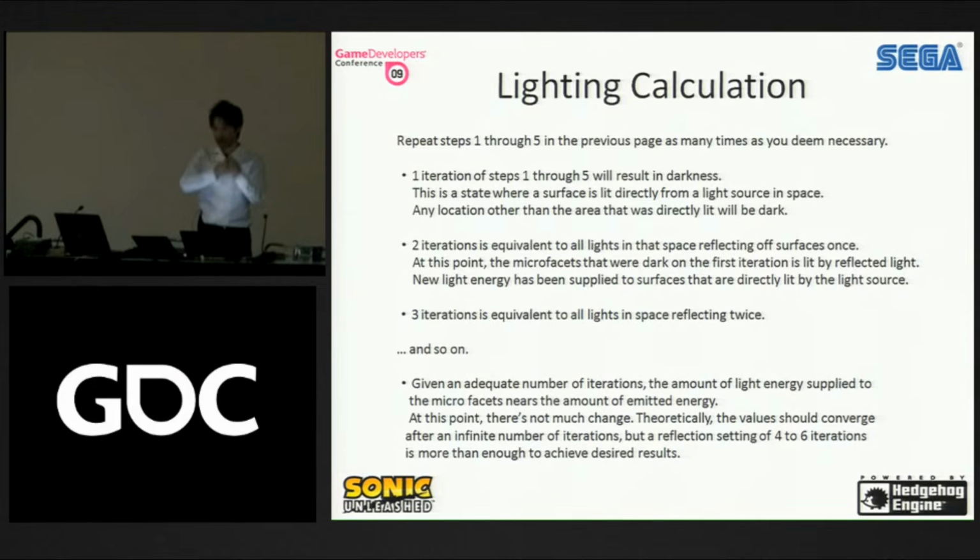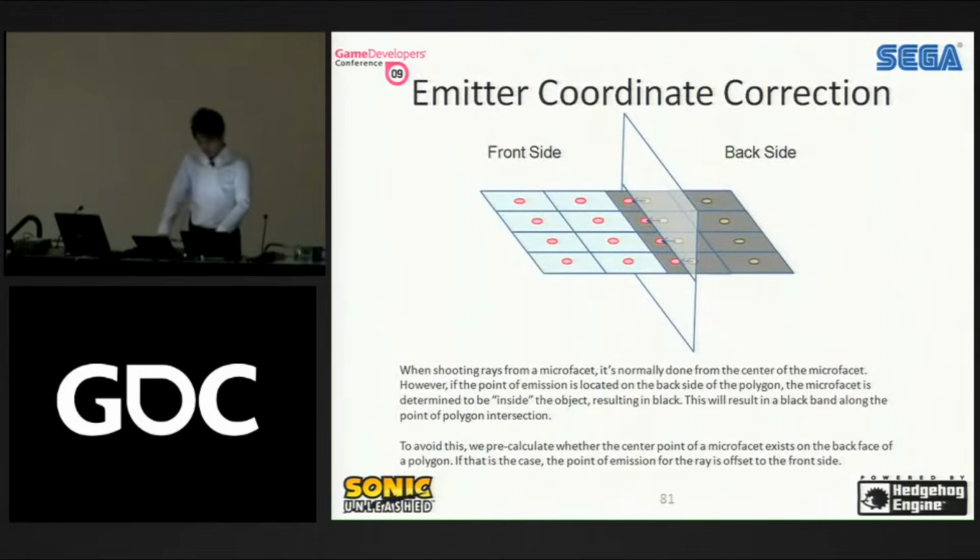Three iterations is equivalent to all light in space reflecting twice. Given an adequate number of iterations, the amount of light energy supplied to the microfacets nears the amount of emitted energy. At this point, there is not much change anymore. Theoretically, the values should converge after an infinite number of iterations, but a reflection setting of 4 to 5 iterations is more than enough to achieve desired results. This is a core part.